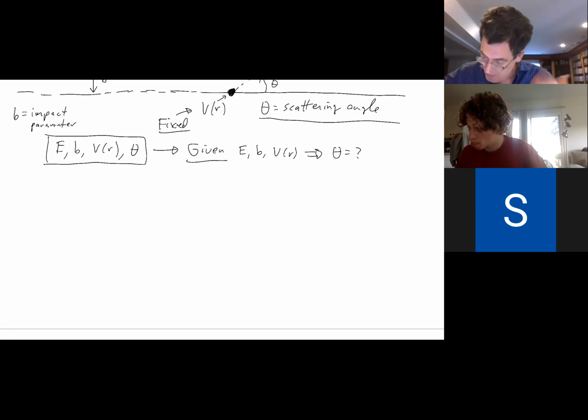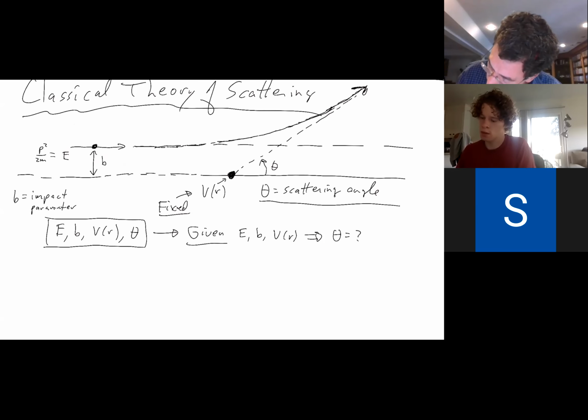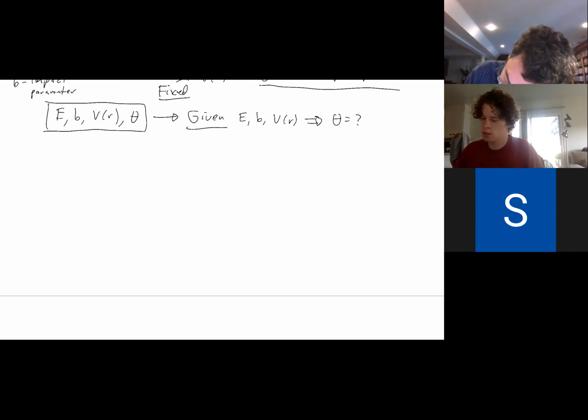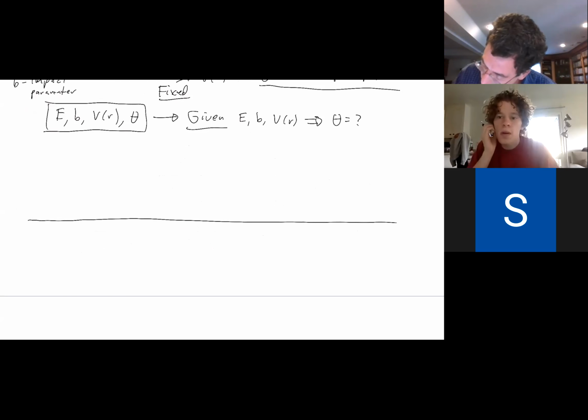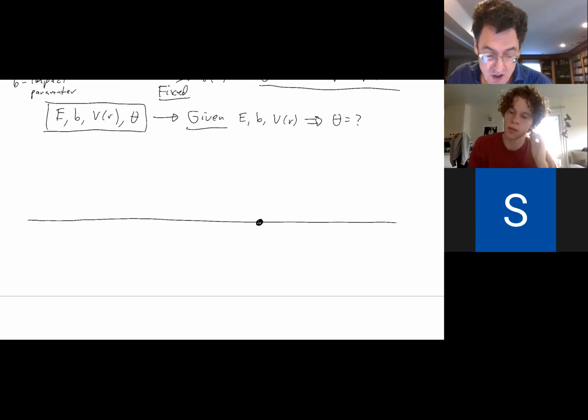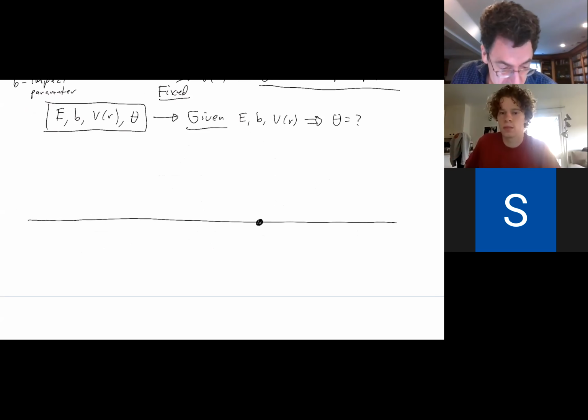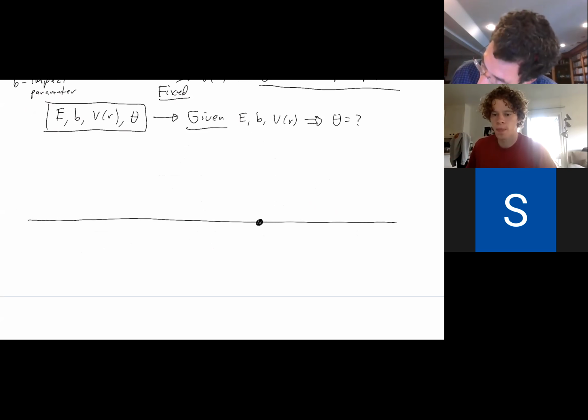But let's keep thinking about it. If you want to understand this, let's still think about it classically. It's useful. Those classical concepts are useful to set up the problem. And so what we do is you think about it like this. There's a connection between this impact parameter and theta.